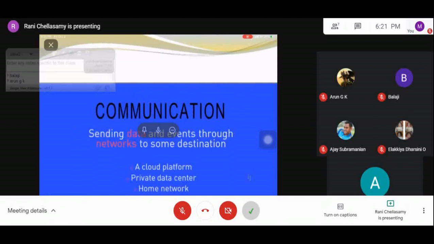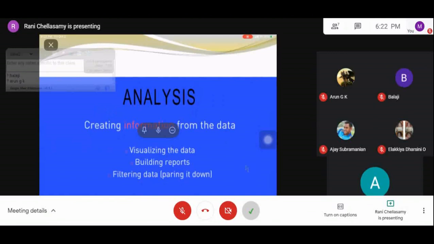Communication means the collected information will be shared or sent through the network to some destination. That is called the communication phase. The information can be communicated to a cloud platform or private data centers, to your home network, or to private servers. Next, analysis: creating information from the data. The data is analyzed so that some meaningful information comes out of it.